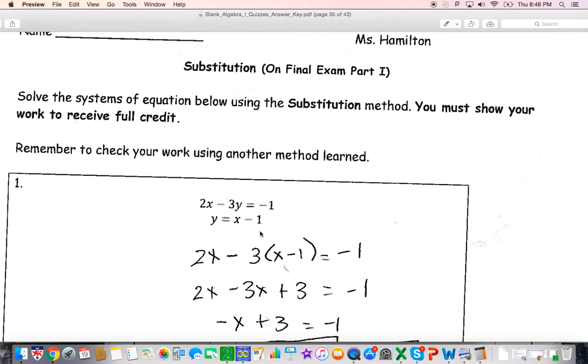All right, so when you're going to do substitution, what I want you to think of is taking a value or taking an expression and literally substituting it into the other equation. So the first one is slightly easier than the others. So let's look at how to do the first one.